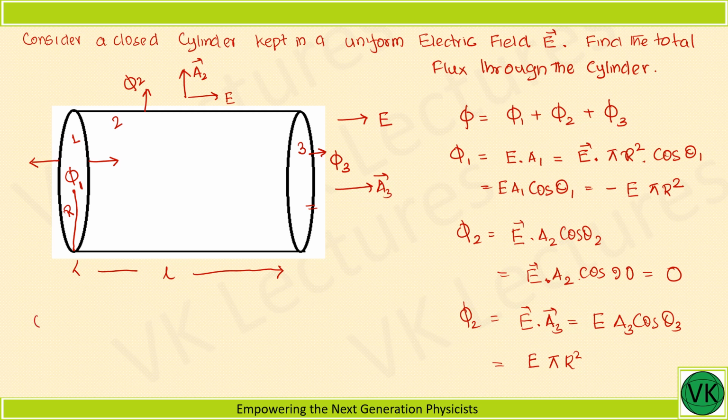Now the total phi is equal to phi 1 plus phi 2 plus phi 3, that is equal to E times pi capital R square with a minus sign here, plus the flux through the second surface, the curved surface, which is 0, plus E into pi capital R square. So the total flux through the cylinder when placed in an external electric field is 0.